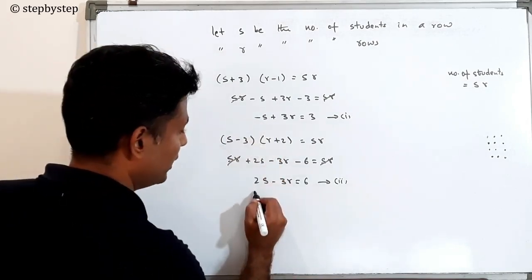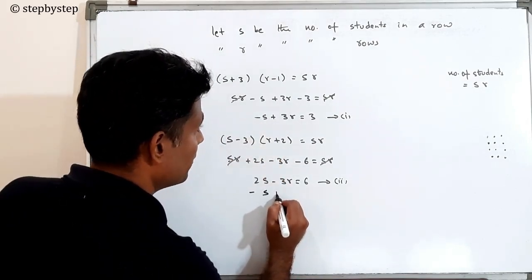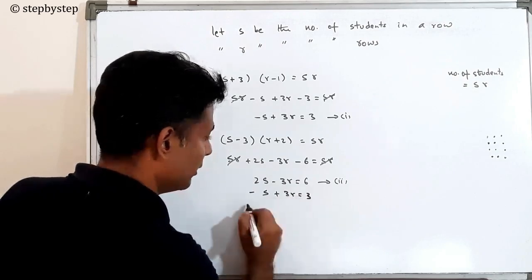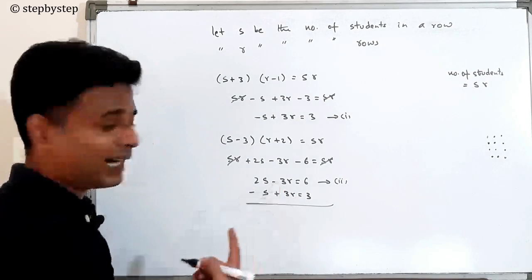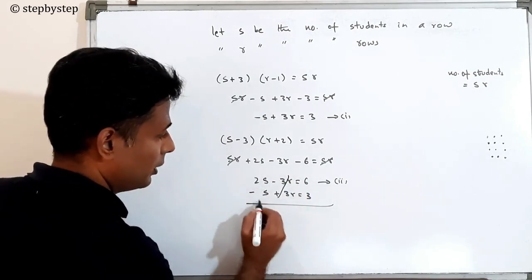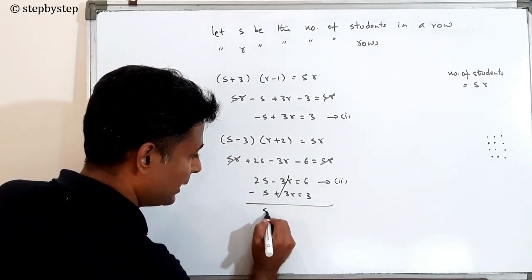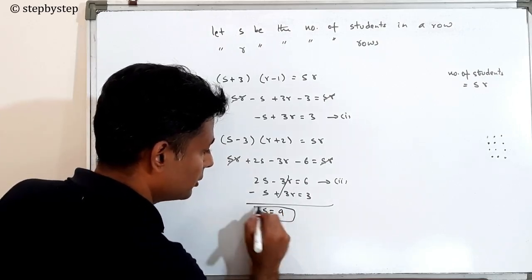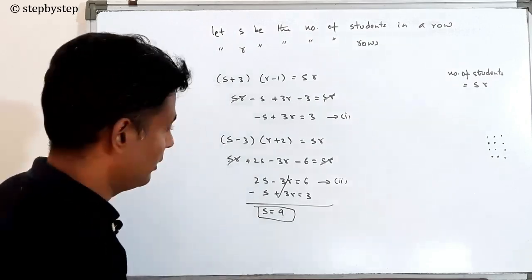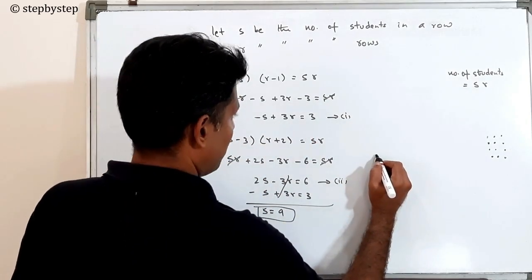Now I'll get this down here. It is minus S plus 3R equals 3. So the R values are already equal, and if I add, they will cancel. So I'll add these two. So I get 2S minus S, S equals 6 plus 3, that is 9. So how many students in a row? 9.